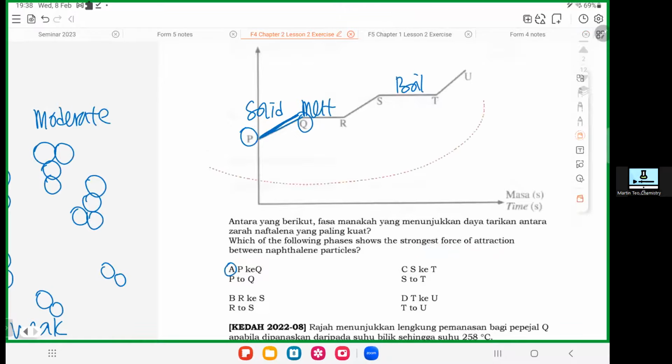Do you understand how I get this answer? Anyone who doesn't understand what I am doing, let me know in the chat box. Am I doing too fast? Let me know. I hope everyone can understand. Does everyone understand how to do this question? I want to see the response from you guys.